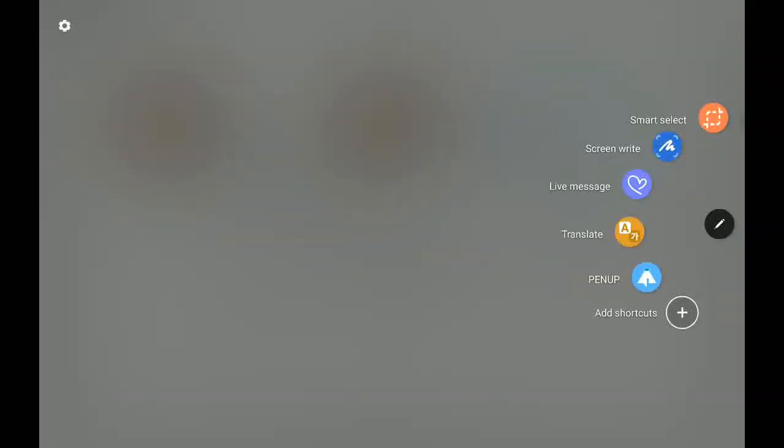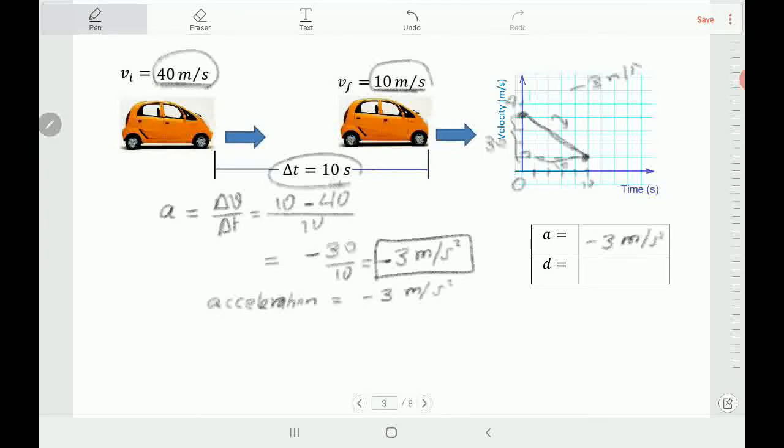But if you are asked, find the deceleration, don't write the negative sign. Write 3 without the sign. Why? Because the word deceleration already has embedded inside its meaning that it's decreasing. So you cannot put negative decreasing, okay? So you have to be careful about this point.